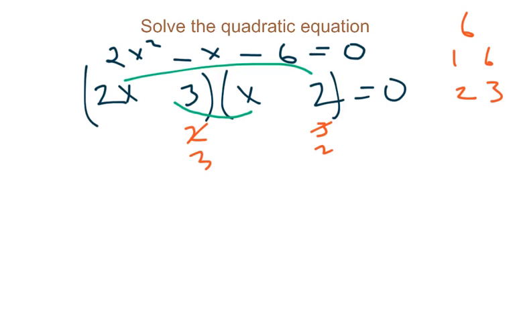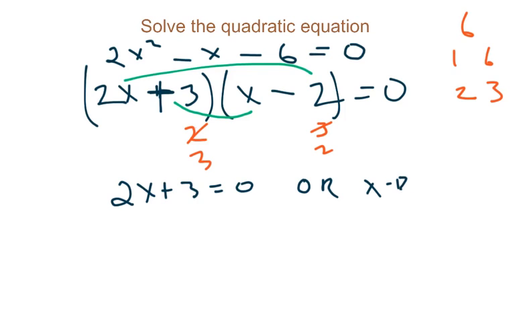Now, I know that I need a minus 6 when I multiply these together, so the 3 or the 2, one of them must be a negative. So what's it going to be? I also need a minus x here. I think 2x multiplied by 2 is going to give me 4x, and a 3 multiplied by x gives me 3x. So I need a minus 4x and a plus 3x, and minus 4x plus 3x gives me minus x. So my solution is 2x plus 3 is equal to 0, or x minus 2 is equal to 0.